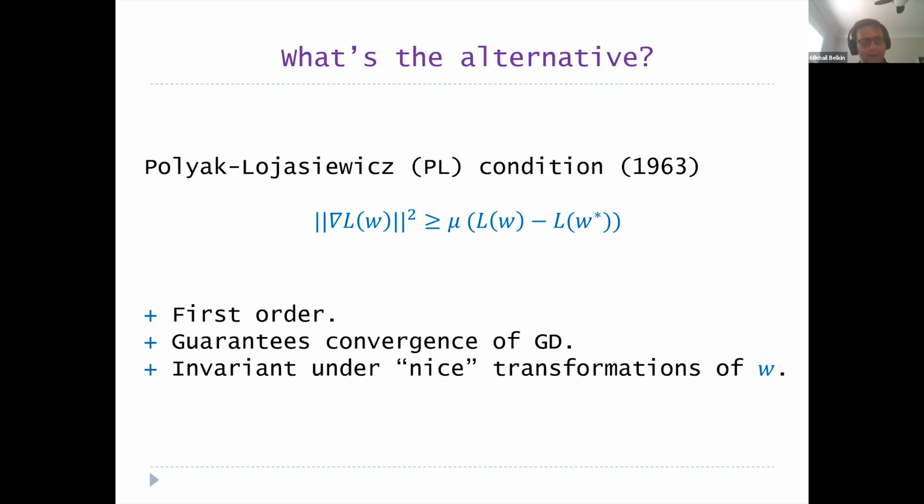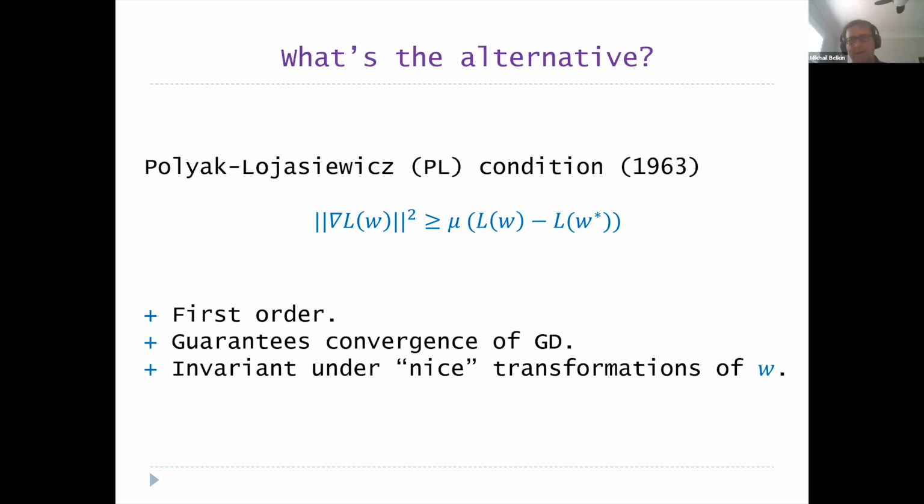This is something called the Polyak-Lojasiewicz condition. The condition is very simply that the gradient squared of my function is lower bounded by some constant times the loss minus the loss at w star, which is the minimum. This is a beautiful condition. It is a first order condition. It guarantees convergence of gradient descent, and it's invariant under nonlinear transformations, unlike convexity. And let me just very briefly mention this, I think it's a really important point.